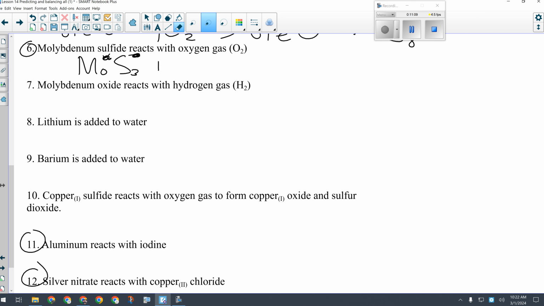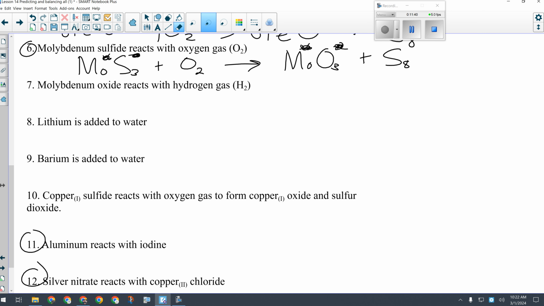Okay, and it's reacting with oxygen gas, which is special, O2. What kind of reaction are we looking at? Single replacement. Oxygen's going to swap out the sulfur, so molybdenum is going to end up with oxygen. Sulfur is going to wind up alone. Okay, sulfur is special, so we got to put an 8 on there. This is a -2, this is a +6, so just like on the other side, we're going to reduce that down to 1 and 3. Okay, so we got MoO3 plus S8.